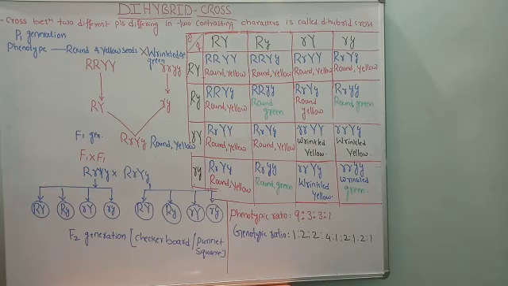If we are getting an equal ratio, 1:1:1:1, then the test cross is correct. Okay, Mendel's cross is right, correct. So if you want, I can show you in the next video. It's very simple, you can do it by yourself also. So we will stop here only with this explanation.